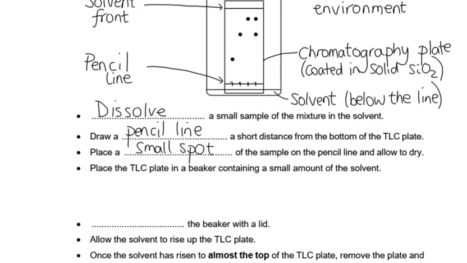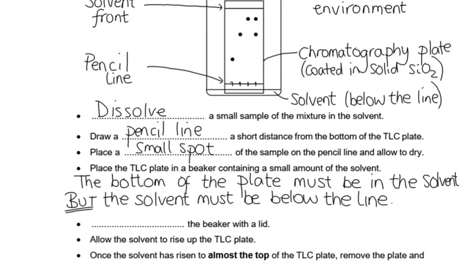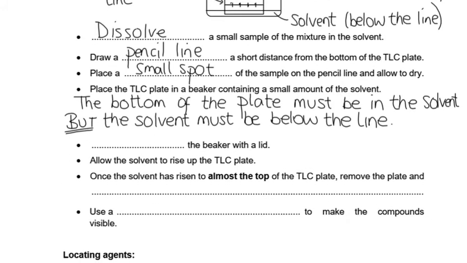We're going to place a small spot of our sample onto that pencil line and allow it to dry. And we're going to place that TLC plate in a beaker containing a small amount of the solvent. We need to remember that the bottom of the plate must be in the solvent, but the solvent must be below the line. So I'm just going to write that in. Okay. We're then going to cover that beaker with a lid, and we're going to allow the solvent to rise.